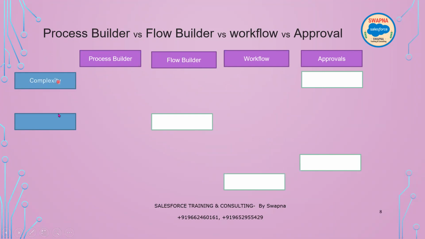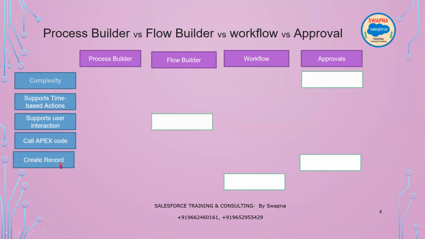Now let's see the complexity and how it supports time dependent actions, how it is going to support user interaction, and how it is going to perform, like how can I call the Apex code through the process builder, flow, workflow, approvals, and create a record. How can we delete it through the different automation tools? Everything we will see. Now the first one is complexity.